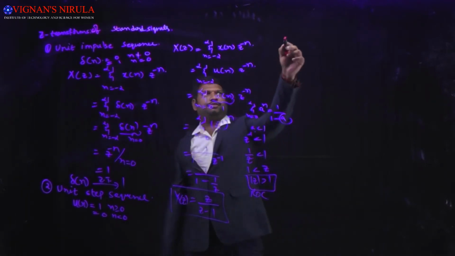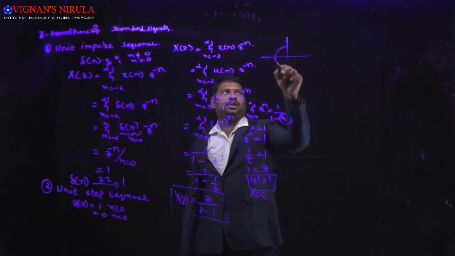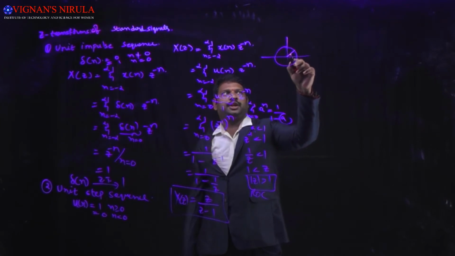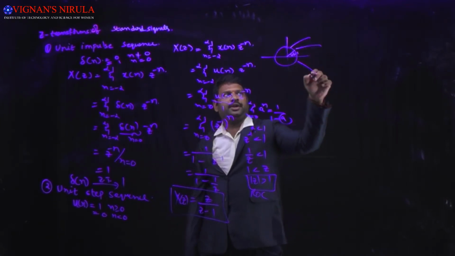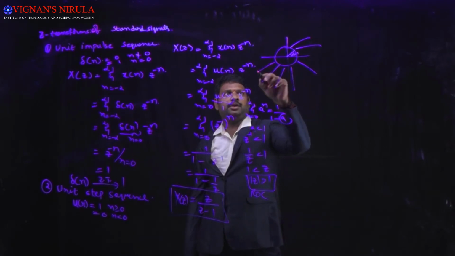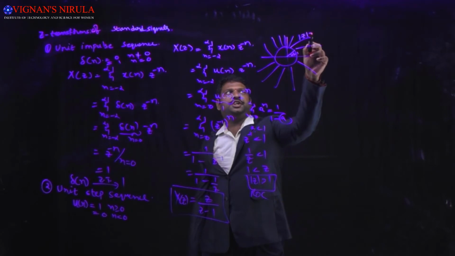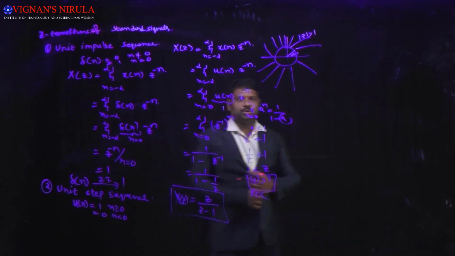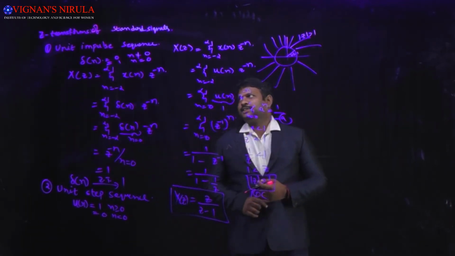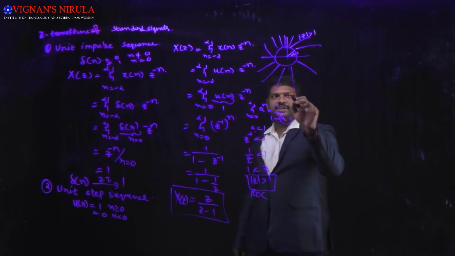Therefore, when we plot this particular ROC, if we take the unit circle, mod z is equal to 1. Beyond that, mod z greater than 1 is your ROC. That mod z greater than 1 is the corresponding ROC. That is the second one.